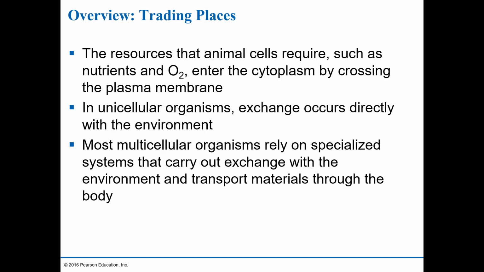So just a little overview. Anything that animal cells do, they require certain things like oxygen, especially, and nutrients. That is accomplished by crossing over the plasma membrane. So oxygen is moving from our blood cells into muscle cells, tissue, and things like that. In unicellular organisms, exchange occurs directly with the environment. If you were one big one-celled blob, it would basically be osmosis or diffusion. But since most things are multicellular organisms, we have to have more specialized systems that can carry out this gas exchange.